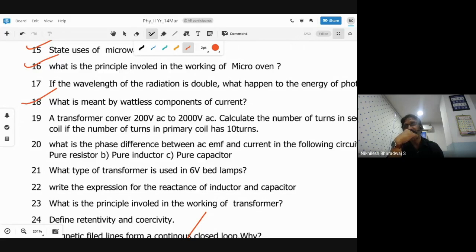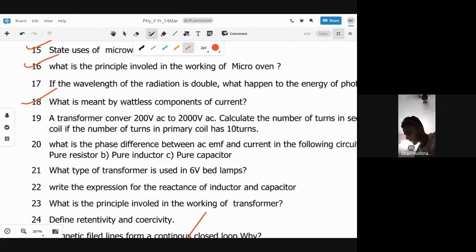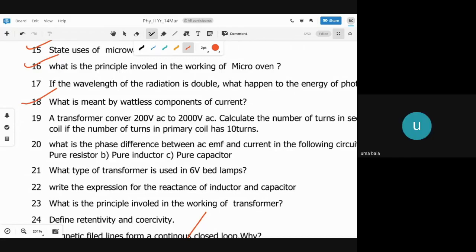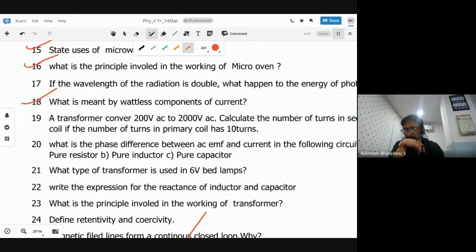Are you writing? Yes, sir, writing. Okay, so P is equal to 0. So current flows in the circuit, even though power becomes 0. This is called wattless current. Next sentence you have to write.